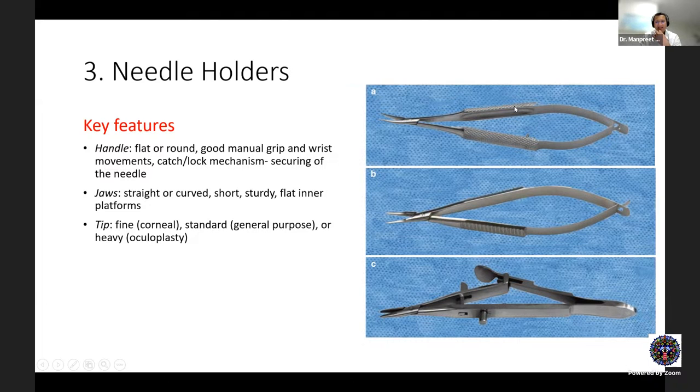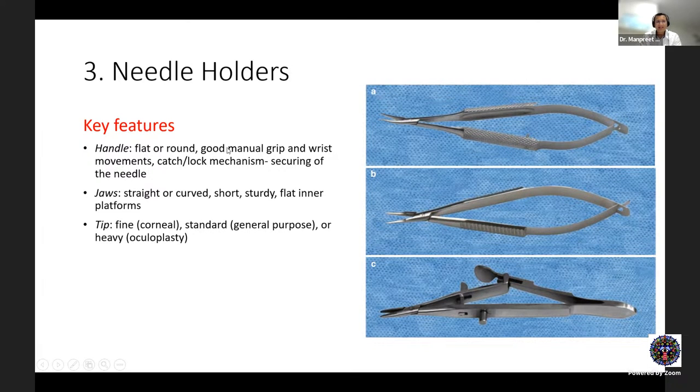And it's designed, you can see in figure A. This design of the handle is the Barraquer design. Jose Barraquer, if you remember that second gentleman's photograph, Jose Barraquer. This design is specifically called Barraquer needle holder. And in the B design, look at the handles, these are grooves. So this is a Castroviejo type of needle holder. So remember these.